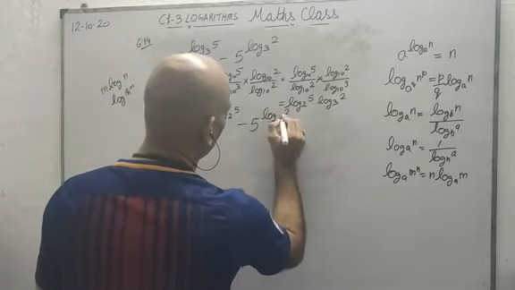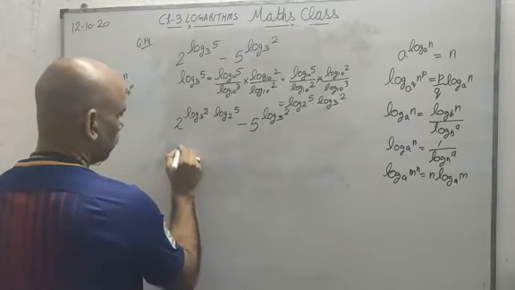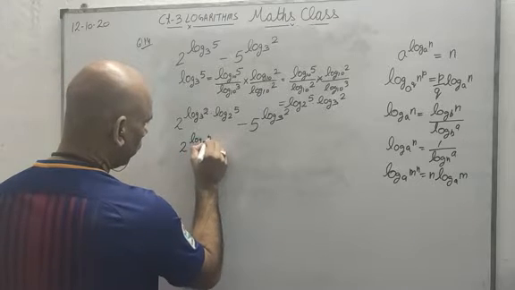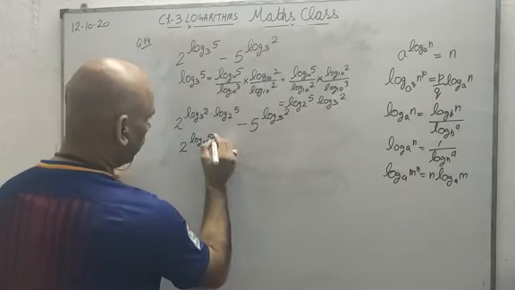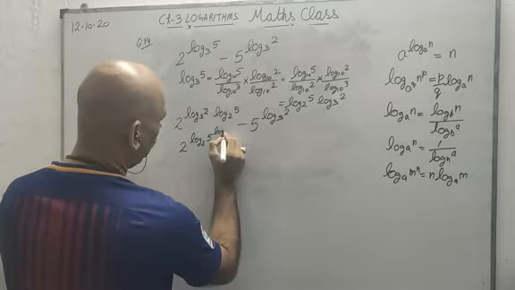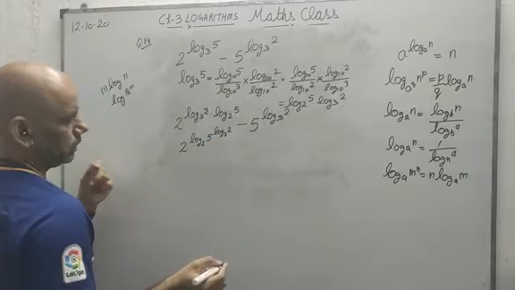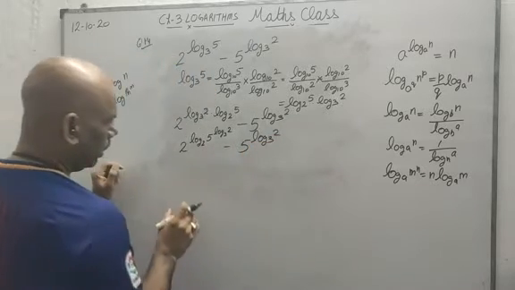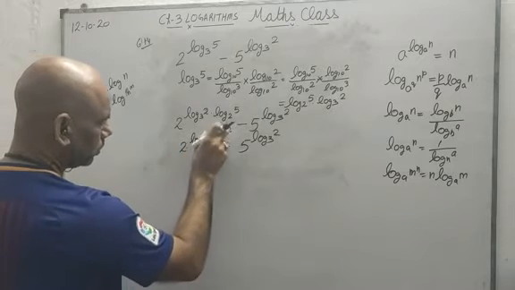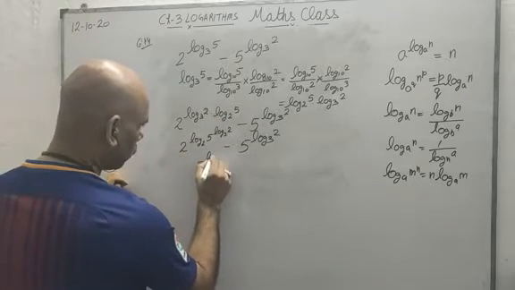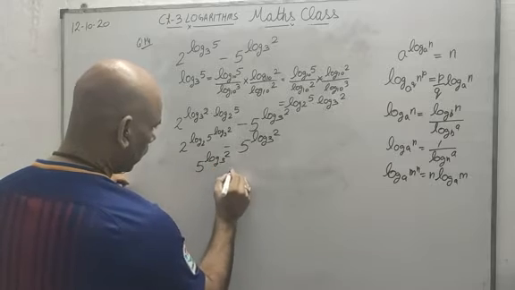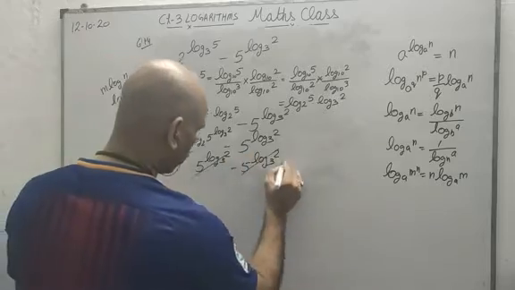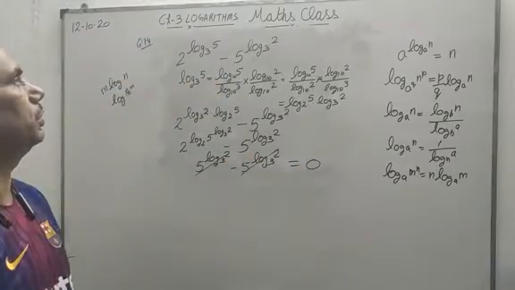5 log 2 base 3 is not being changed. So what I am going to do now is 2 to the power log 2 base 5 log 2 base 3 minus 5 log 2 base 3. Now, same base, so this will be the value. The value is 5 log 2 base 3 minus 5 log 2 base 3. These are all the same, so they cancel and the answer is 0.